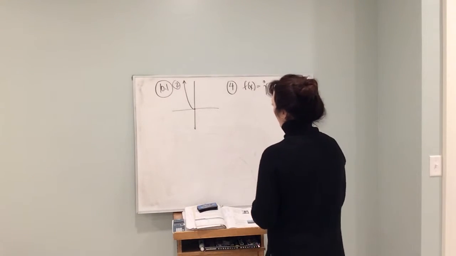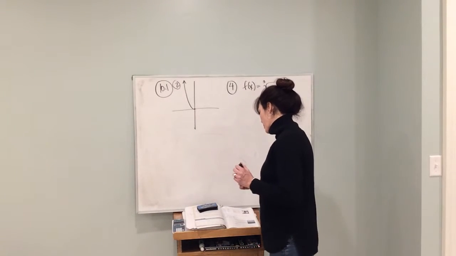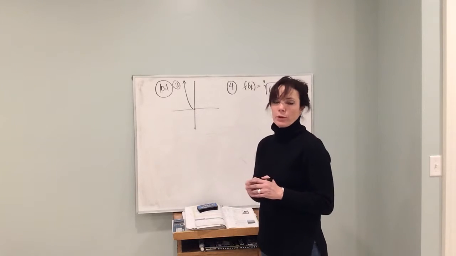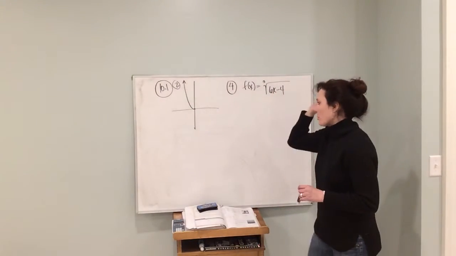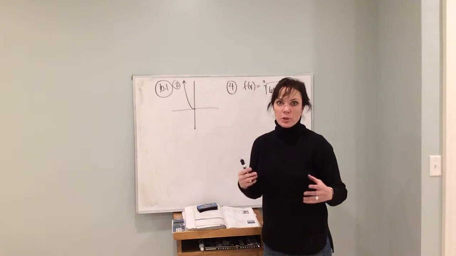Okay, for section 10.1, problem number 2, they ask us to determine if the graph is a graph of a one-to-one function. Determine if the graph is a graph of a one-to-one function. So, problem number 2. How can we tell if it's a graph of a one-to-one function?